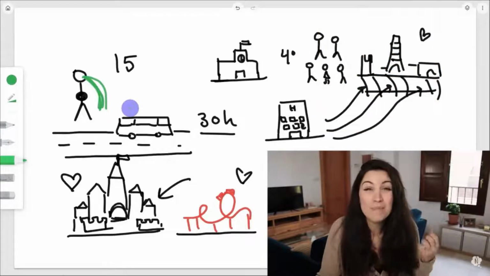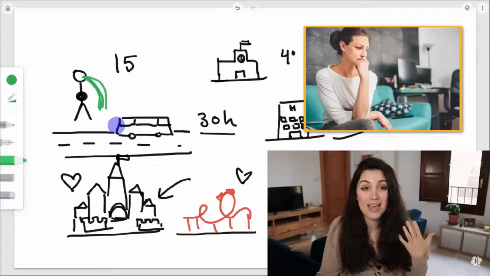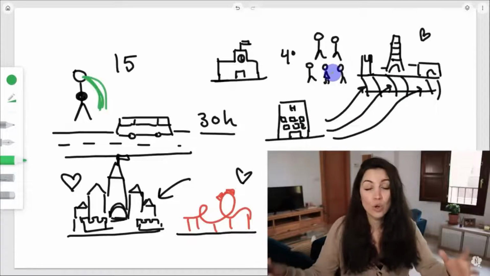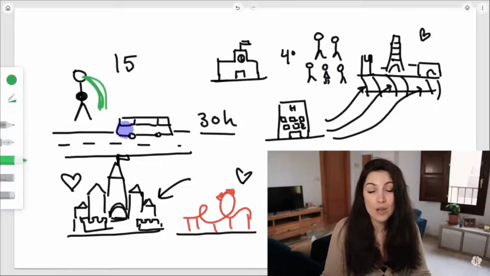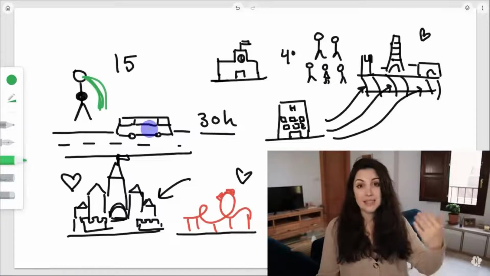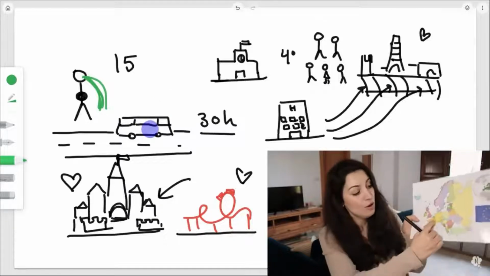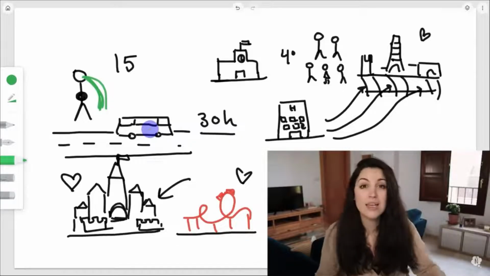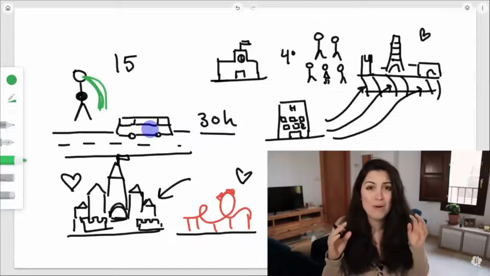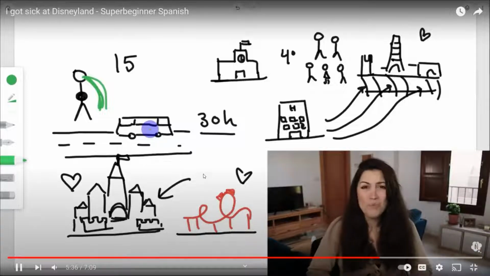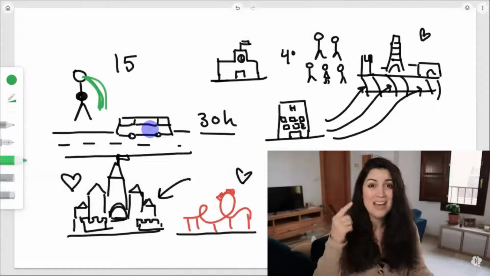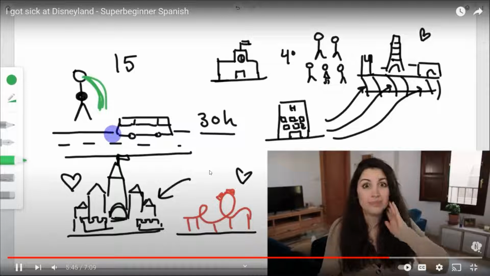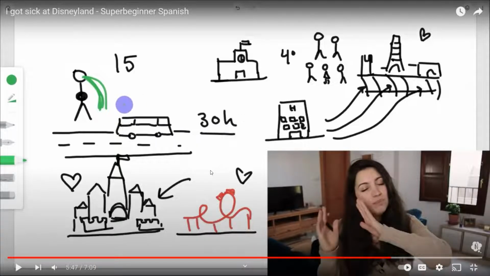Yo estaba muy preocupada porque al día siguiente todo el grupo teníamos que volver en autobús hasta España. Teníamos que volver a Algeciras. We had to go back the next day. Yo pensaba, oh, yo estoy muy enferma y mañana tengo que viajar en autobús. I've got to travel on a bus and I feel crummy. Estaba preocupada. I was really worried.